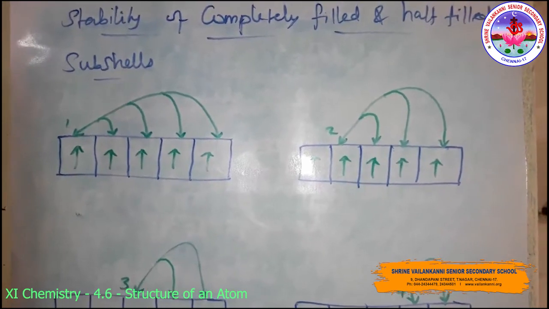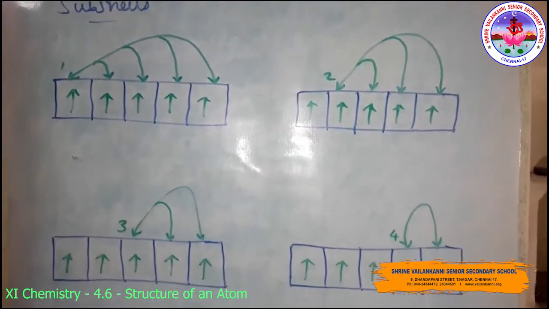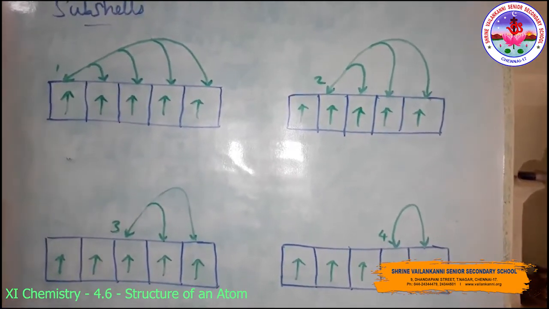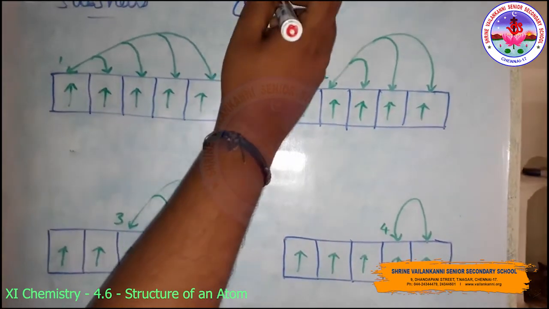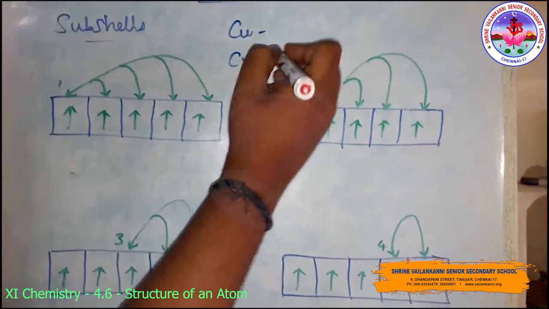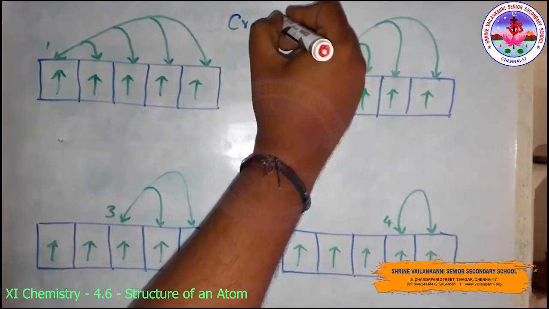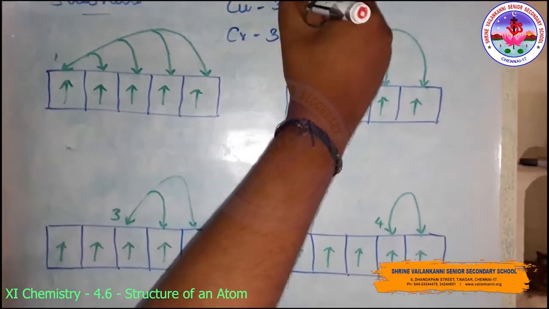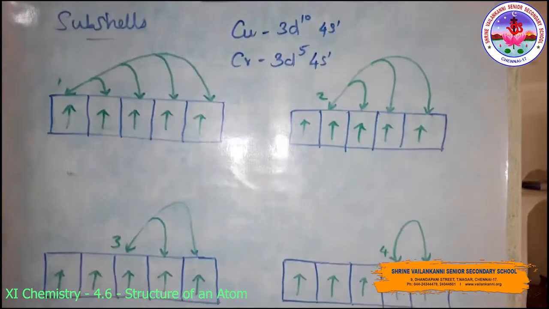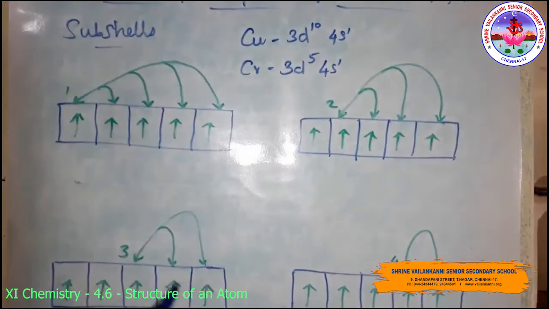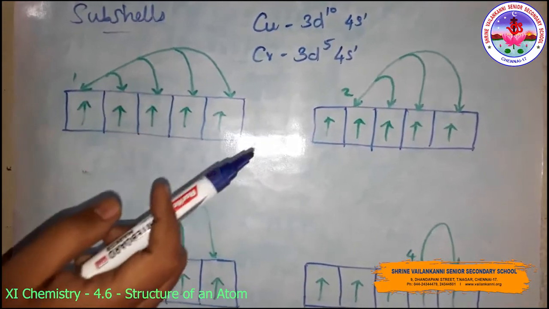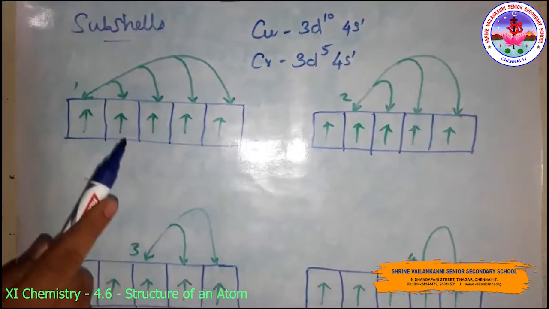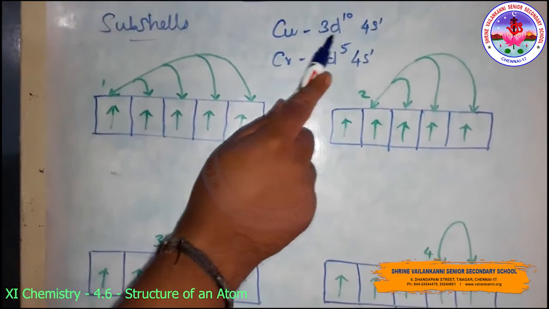There are certain elements such as copper or chromium where the two subshells 4s and 3d differ slightly in their energy. For copper and chromium, chromium atomic number is 24, so 3d5, 4s1. Copper 29, 3d10, 4s1. See, here the higher energy subshell is filled first. In certain elements like copper and chromium, two subshells differ slightly in their energy, so an electron shifts from the subshell of lower energy, that is 4s, to the subshell of higher energy, that is 3d.